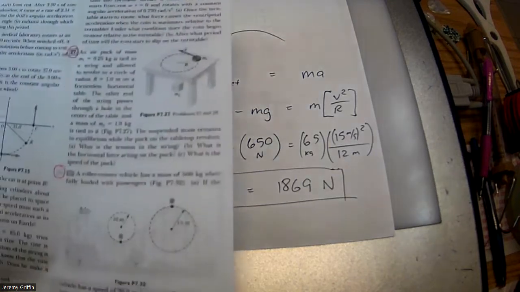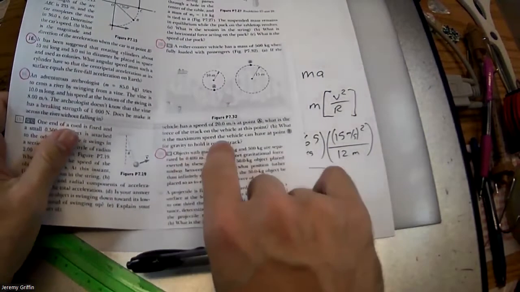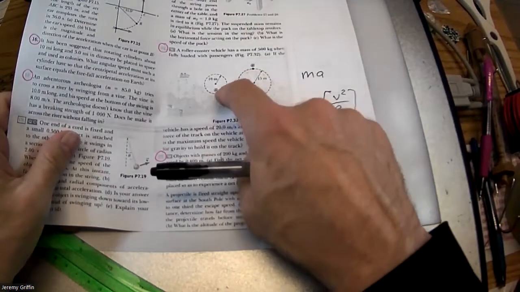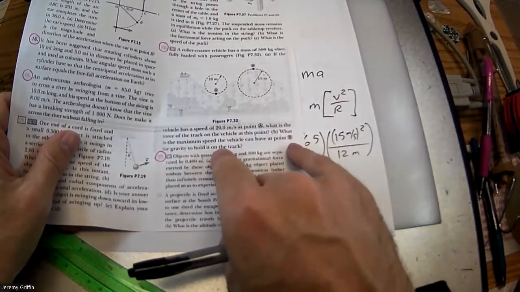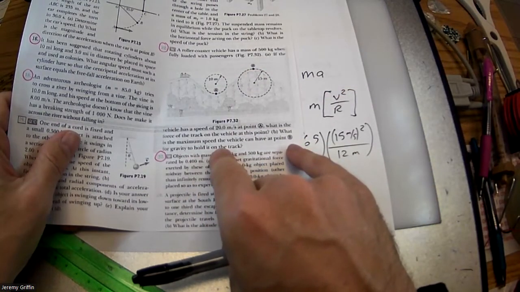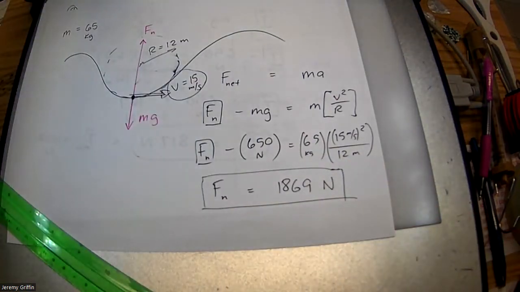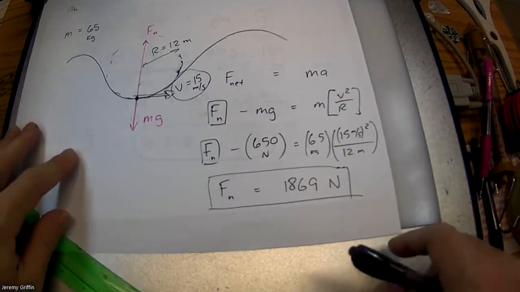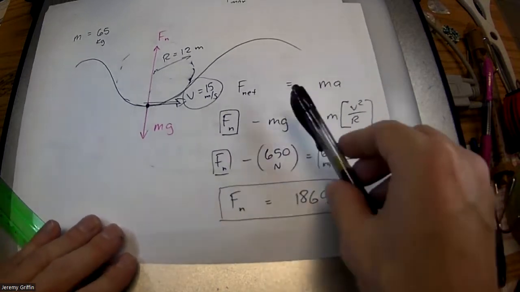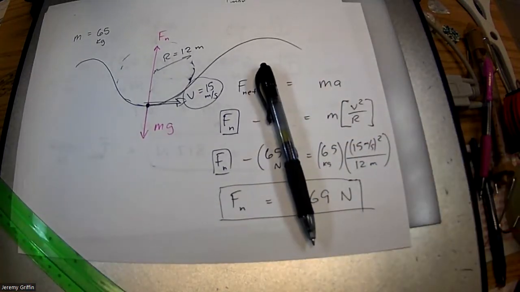Question B, what is the maximum speed the vehicle can have at point B? Now we're going over this hill, so it still stays on the track, right? Whether you look at the car as a whole or a single passenger, the mass is going to cancel out at some point. Let me do a demo for you guys.